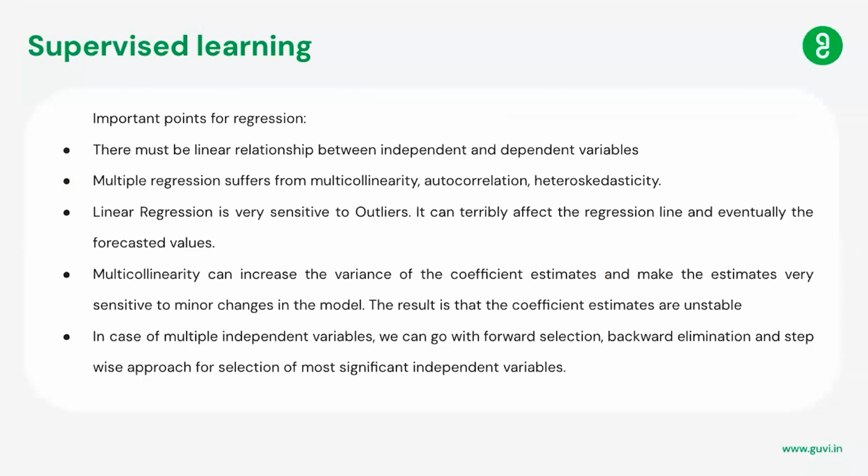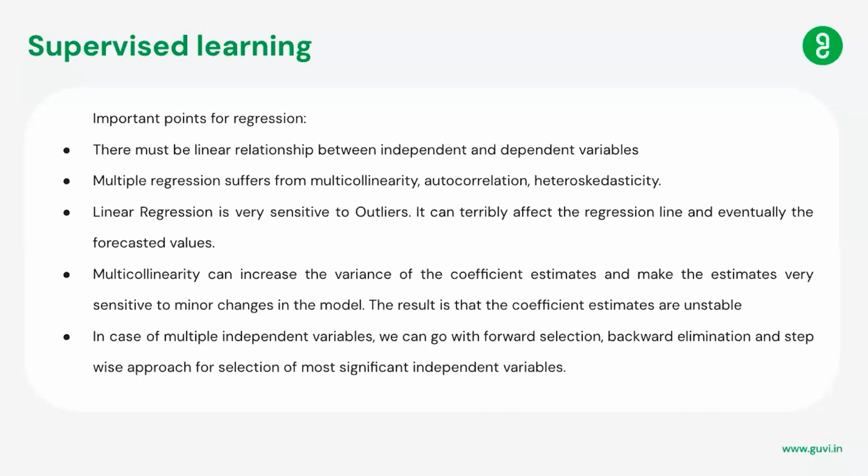There are certain points to be considered for linear regression. There has to be a linear relationship between the independent and dependent variables. Multiple regression suffers from multicollinearity, which means there are multiple features that represent the same thing. For example, if I have two features, the number of bedrooms and the number of rooms, we obviously know that if the number of bedrooms is high, then the number of rooms will also be high, so these both are related to each other. When you have features like these, your model results suffer. So you should take care of multicollinearity and autocorrelation between the features. Linear regression is also very sensitive to outliers.